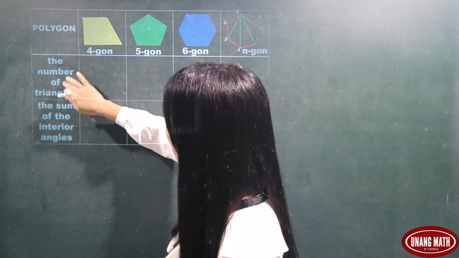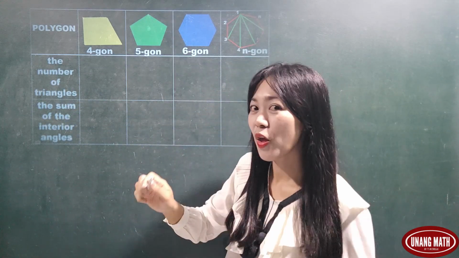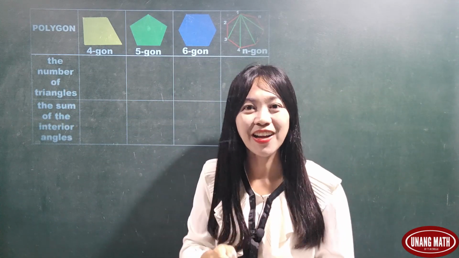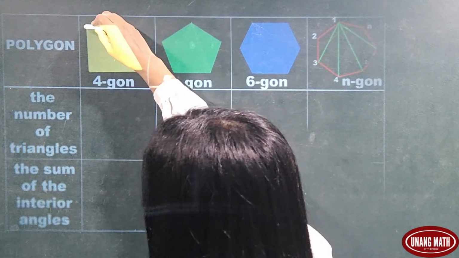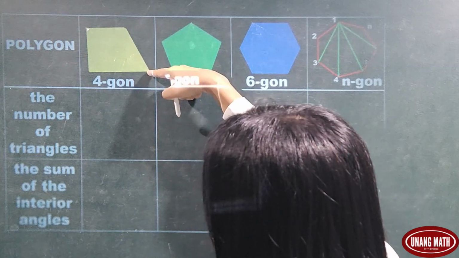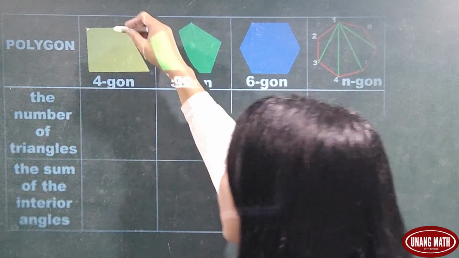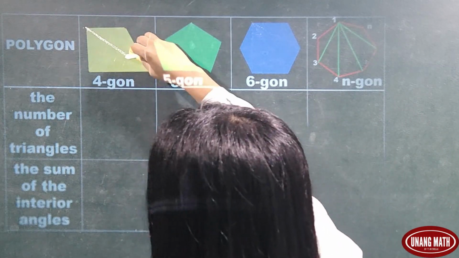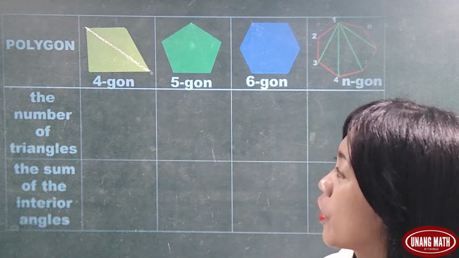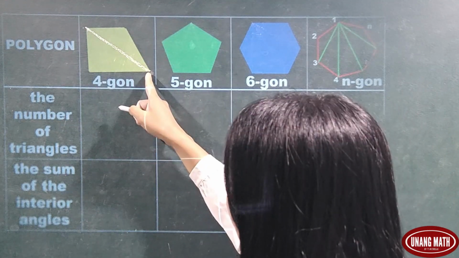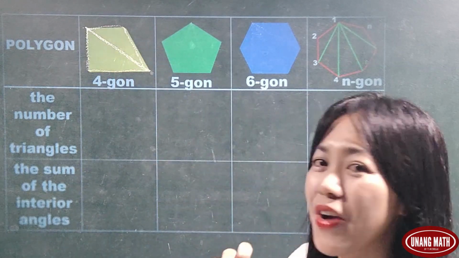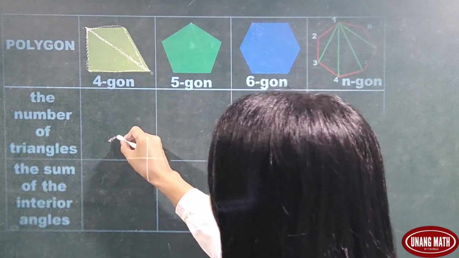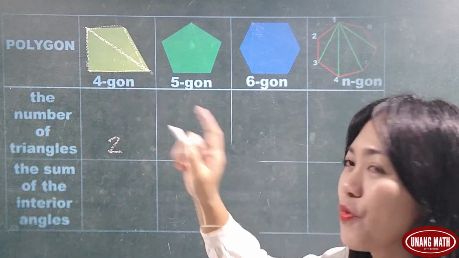Okay, to find the number of triangles, we have to draw a diagonal. So for a foregon, to draw a diagonal, this is from one vertex to a non-adjacent vertex. So this is the diagonal of this foregon. And by drawing this diagonal, we created two triangles. So there are two triangles for a foregon.